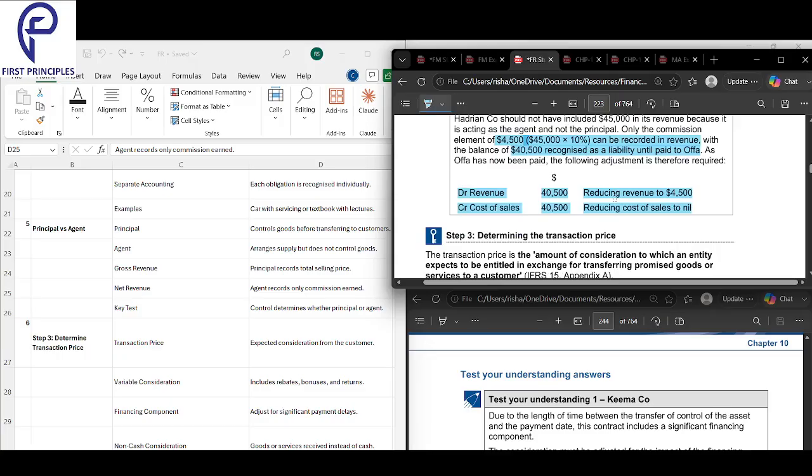So ideally, what should Hadrian have done? He received 45,000, 40,500 in liability, 4,500 in revenue. And the moment it pays off that liability, the liability becomes zero, and the revenue stays. Here what happened is they recorded it in revenue. So now that they have paid off, we are reducing the revenue by 40,500 because it should not have been part of the revenue in the first place. Second, it's included in cost of sales also, so we are removing it from the cost of sales as well. This is the journal entry for principal and agent.